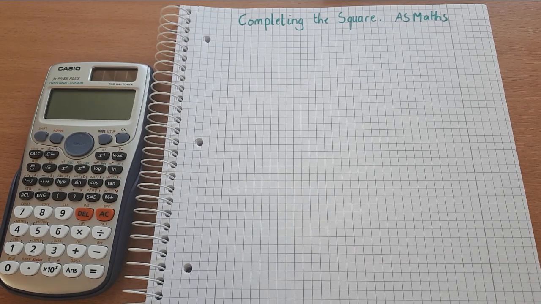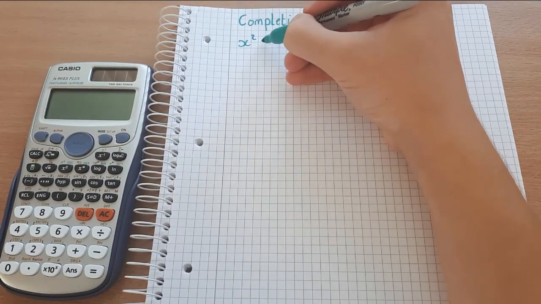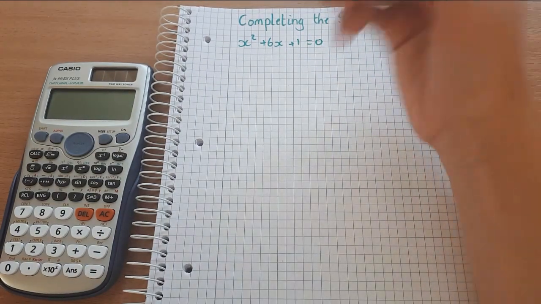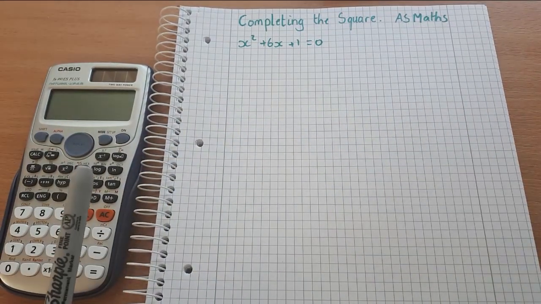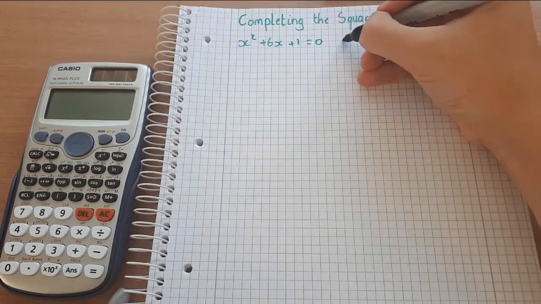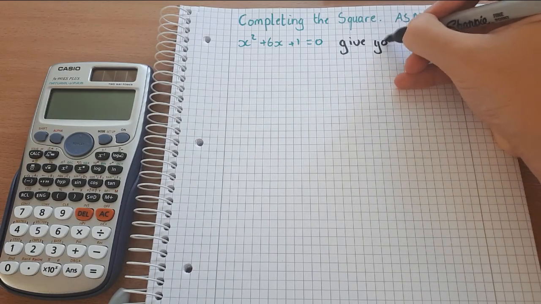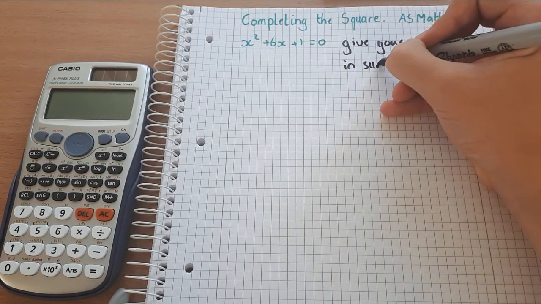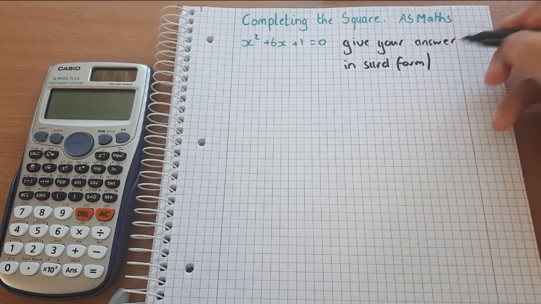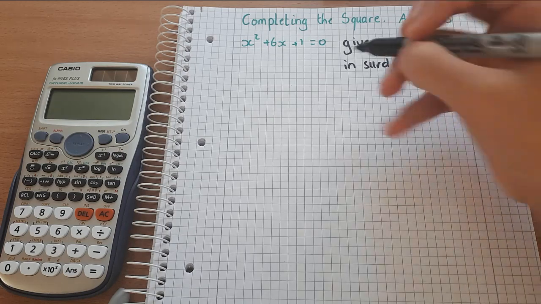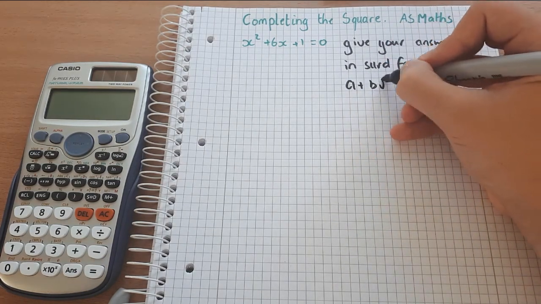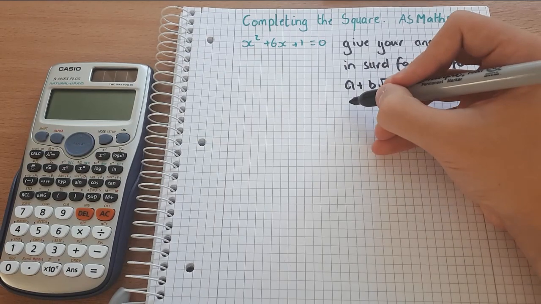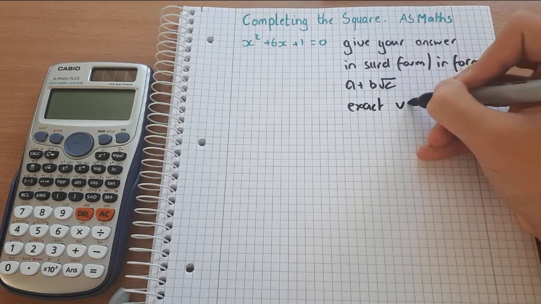So the first question is x squared plus 6x plus 1 equals 0. We have to solve this by completing the square, and also if it doesn't say by completing the square, it might say give your answer in surd form, or in the form a plus b root c, for example. Or it also might say give your answer as an exact value.